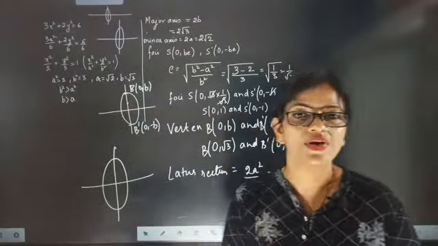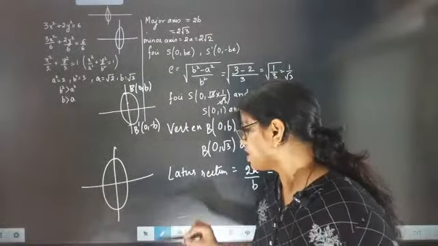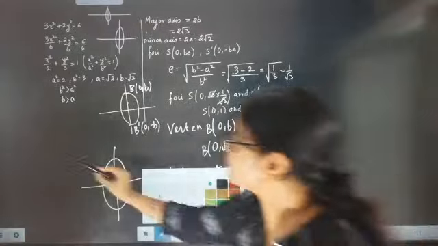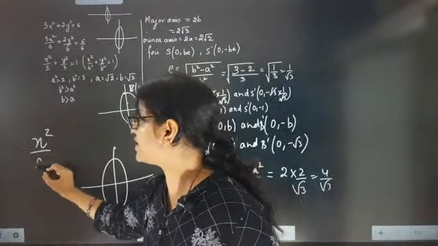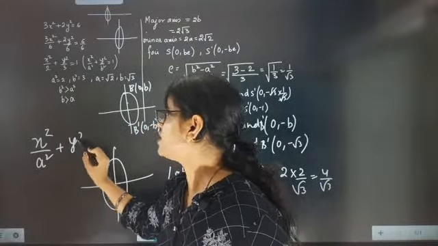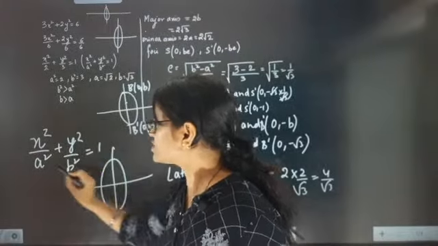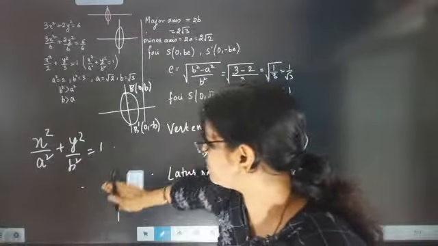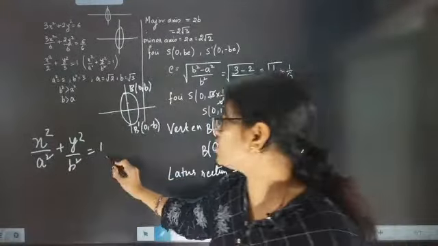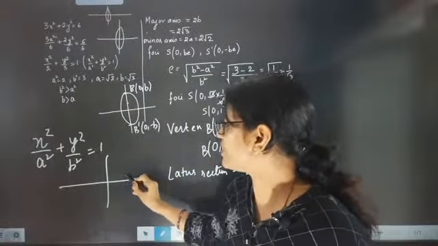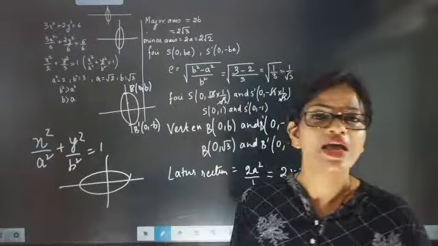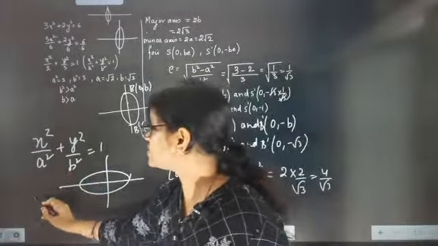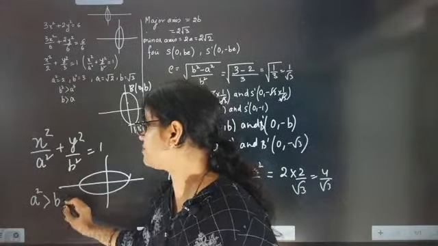Here, only one thing you must pay attention to. Whenever you are seeing an ellipse, you should see the coefficients of the ellipse. When a square is greater than b square, then you have to understand that the major axis of the ellipse will be resting on the x-axis.